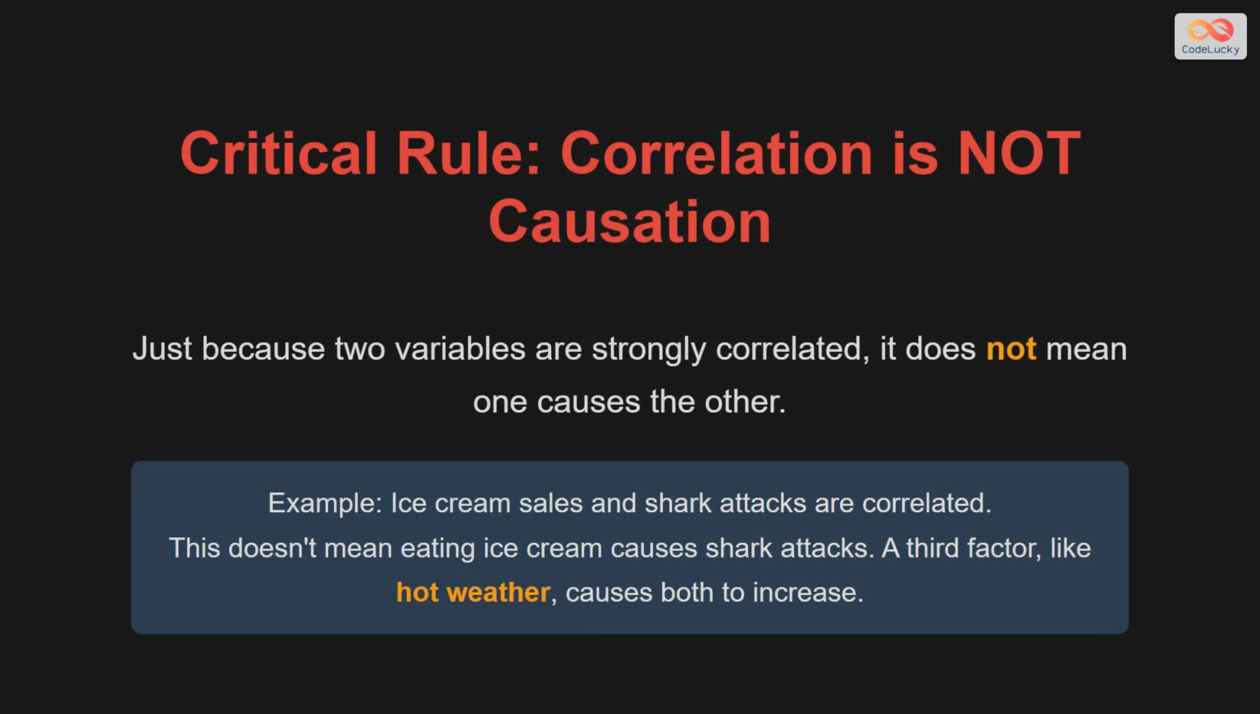This is a very important rule to remember. Just because two things are correlated does not mean one is causing the other. For example, ice cream sales and shark attacks are correlated because both increase during the summer. The hot weather is the actual cause, not the ice cream.